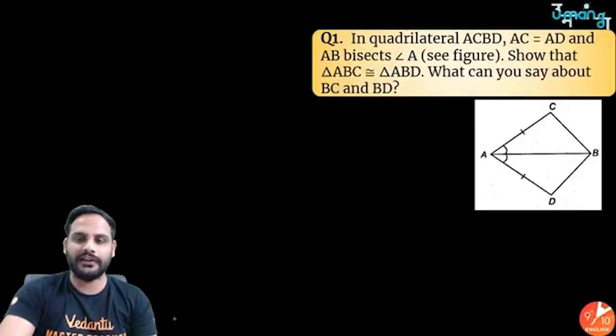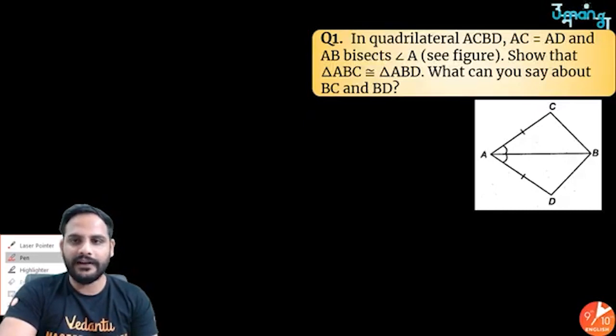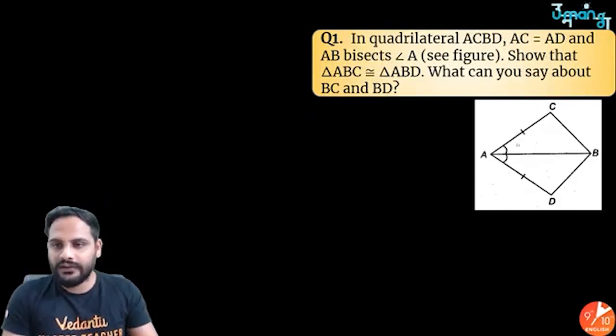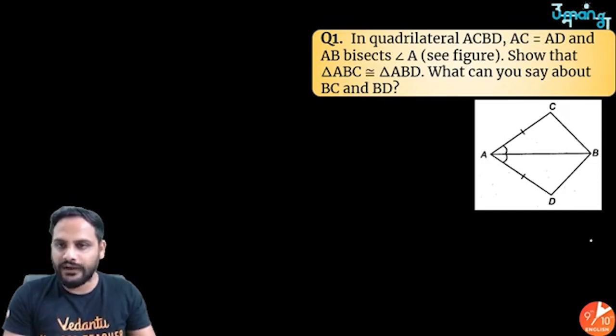Let's move ahead to the next question. The question is: in quadrilateral ABCD, AC is equal to AD and AB bisects angle A. Show that triangle ABC is congruent to triangle ABD. Also, what can you say about BC and BD? So we need to prove these two triangles congruent.